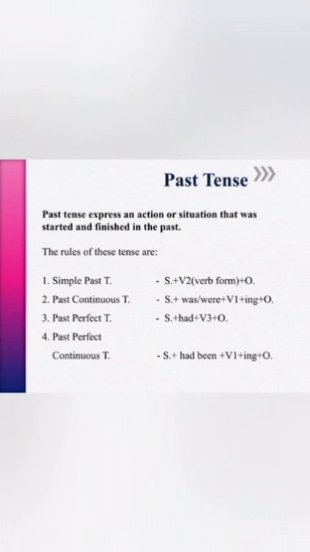Let's look at it. Now look at past perfect tense. Its form is like this: subject plus had plus V3 form of the verb plus object. Now look at past perfect continuous tense. Its form is like that: subject plus had plus been plus V1 form of the verb plus ing plus object.